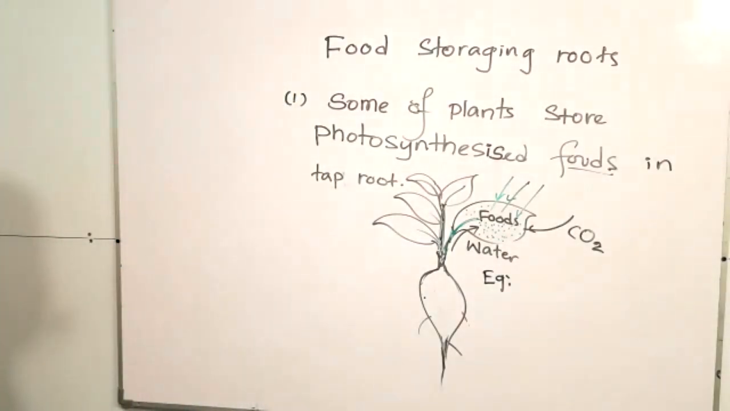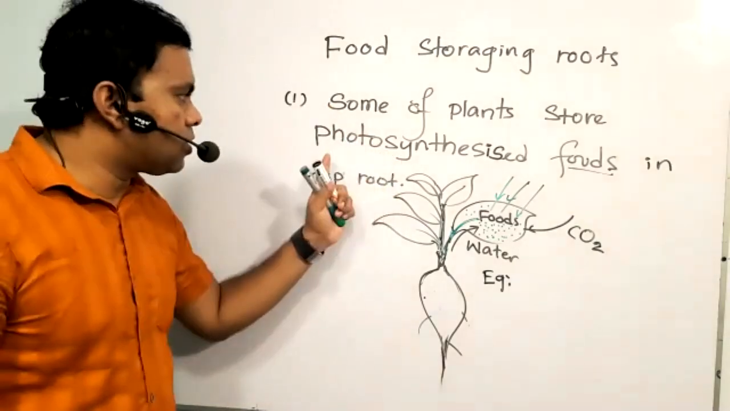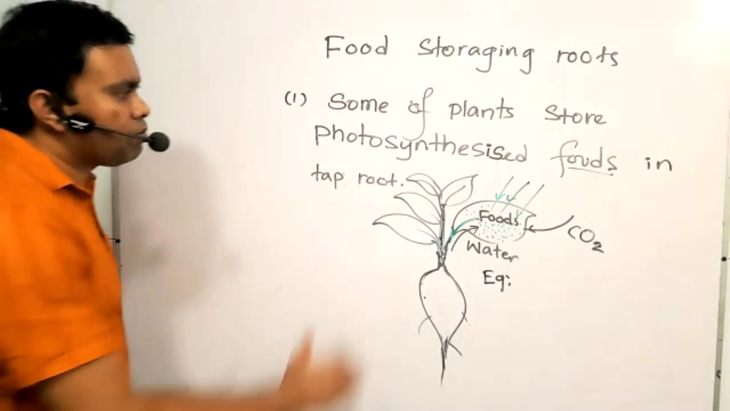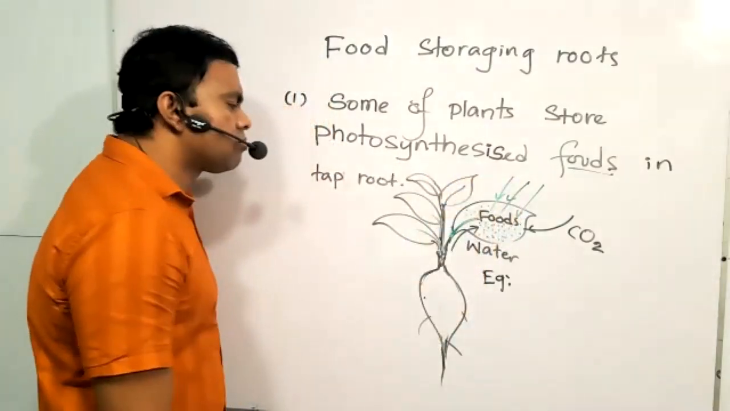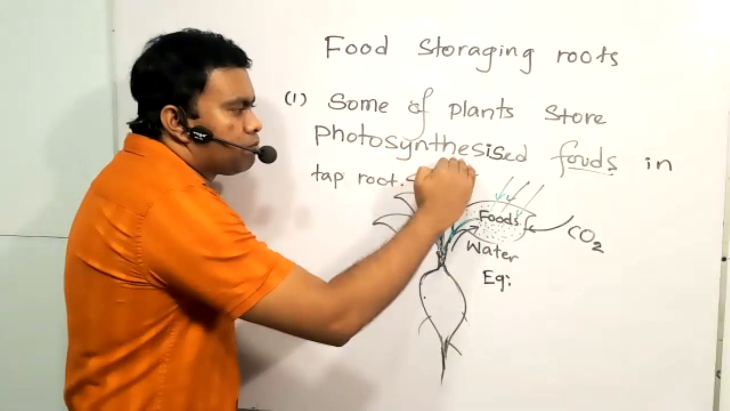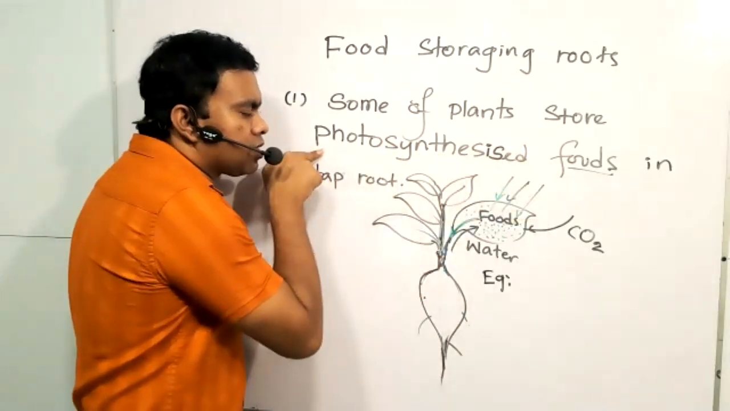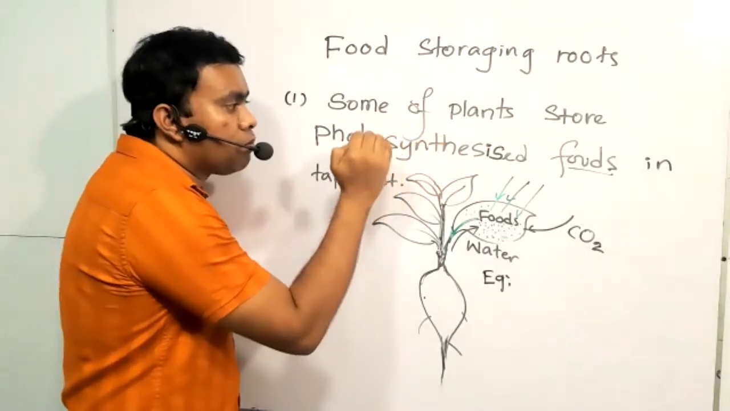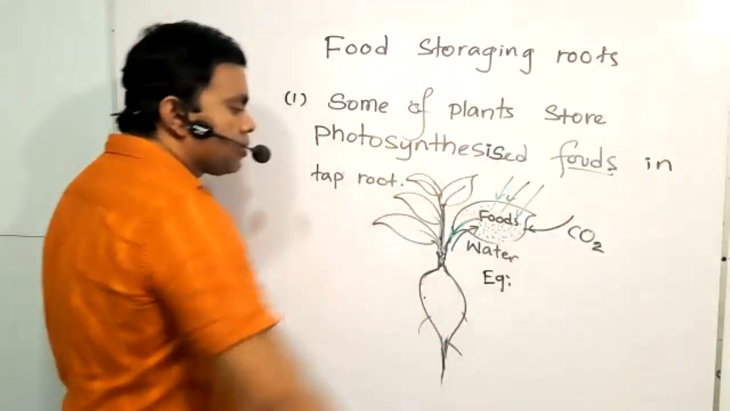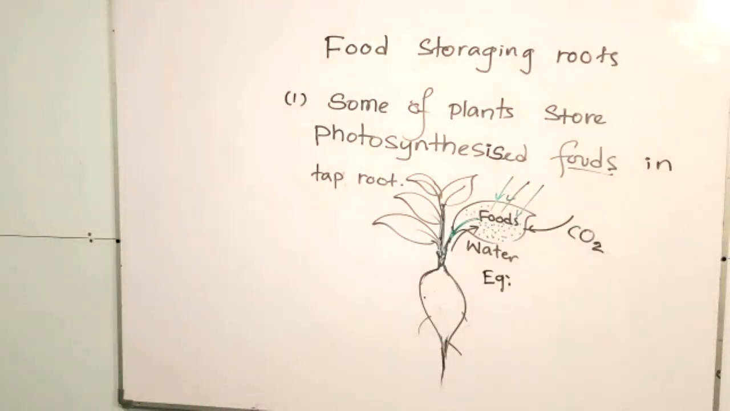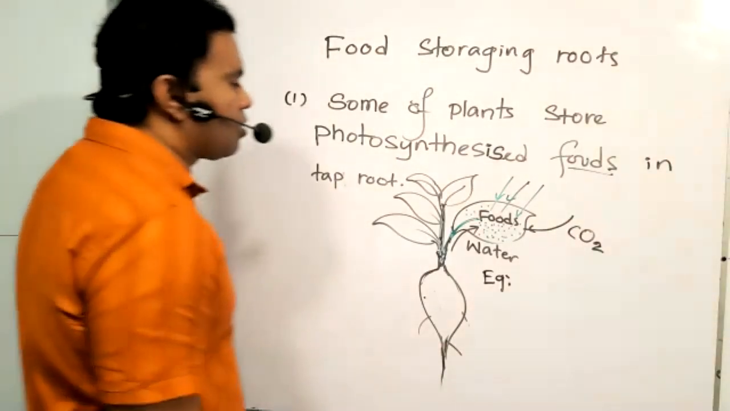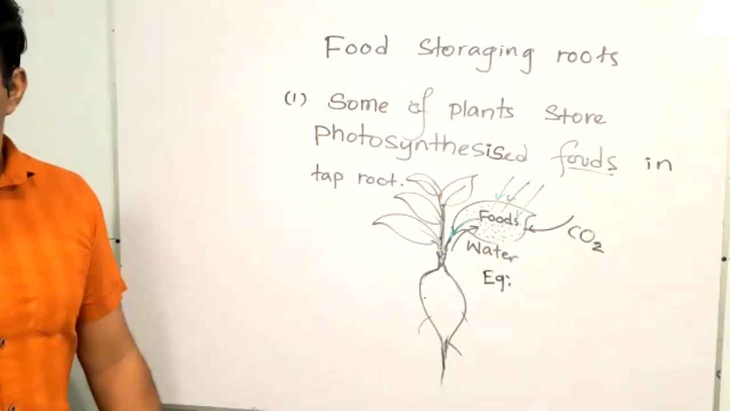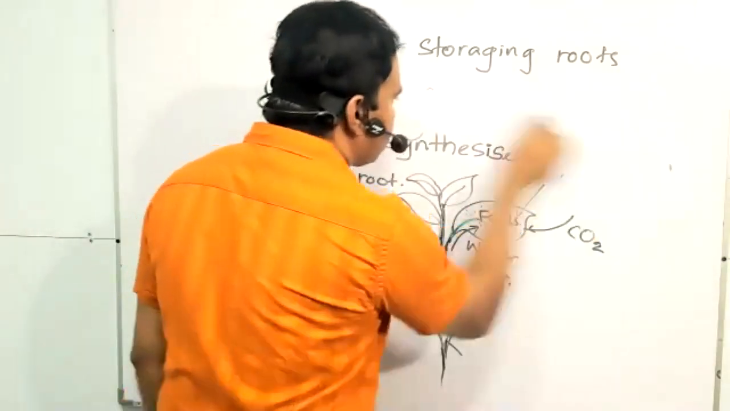Okay, good. Some plants store photosynthesized foods in taproots. Photosynthesized means produced by photosynthesis. Or instead, you can write here: some plants store produced foods in taproots. Okay, next. Lashmika, you told me manioc. May I erase this? Okay, sir. Good.